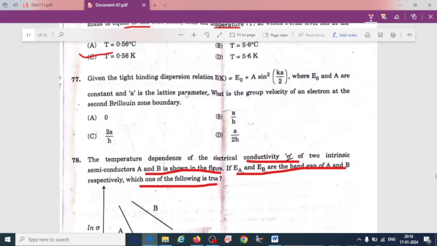So these questions are a little bit difficult, but you have to practice, then only you can solve them.